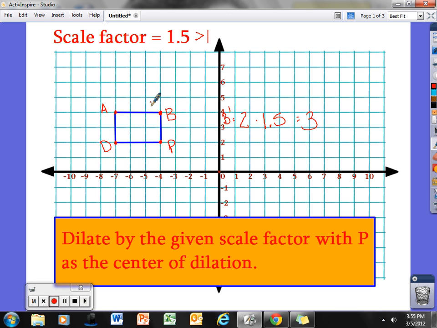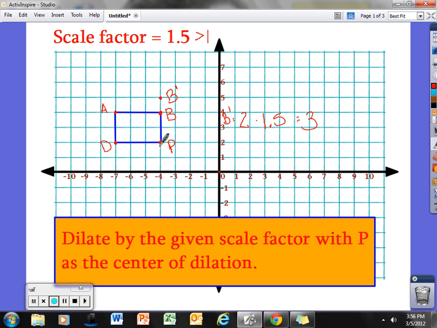So if I were to now plot this point, it's going to be 3 away from the original P. So 1, 2, and 3. This is my new B prime. I'm not going to find A just yet. I don't even have to do any calculations to find A. I'm going to find D first, because I already know that the height of this side is 1, 2, 3 units. So that means A, wherever I plot D, will be 1, 2, 3 units.